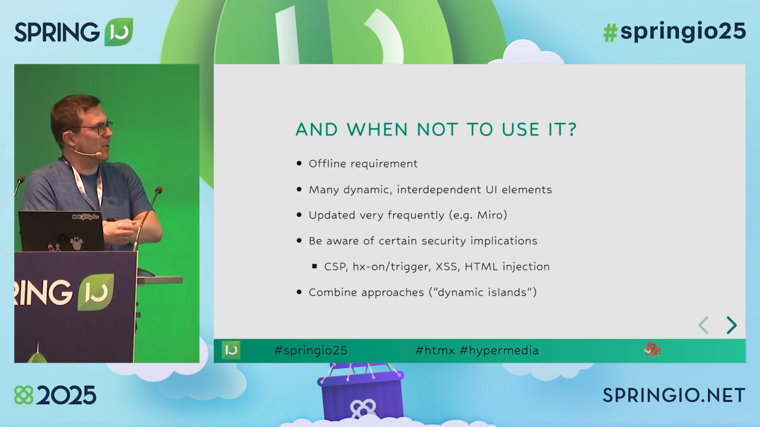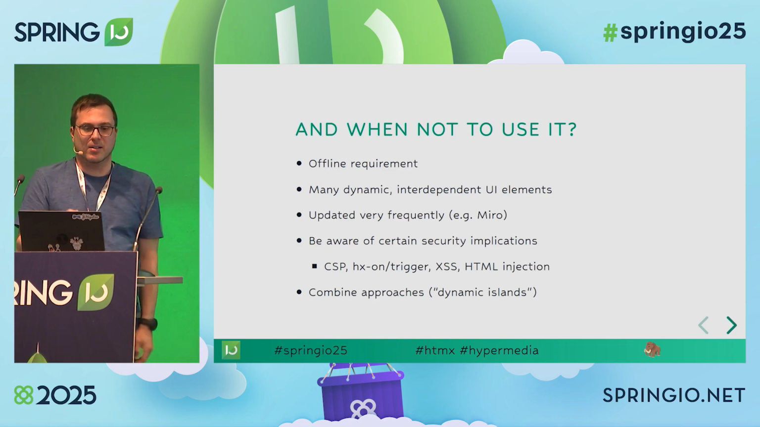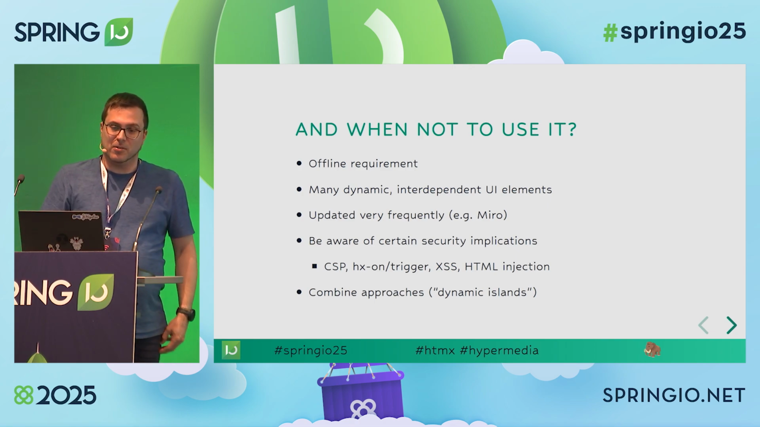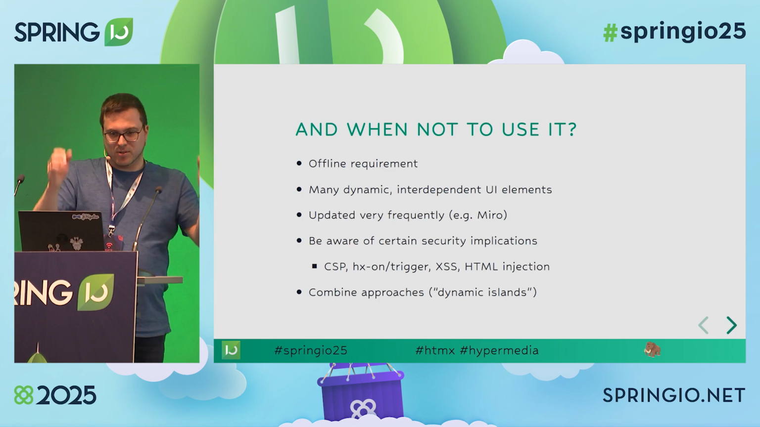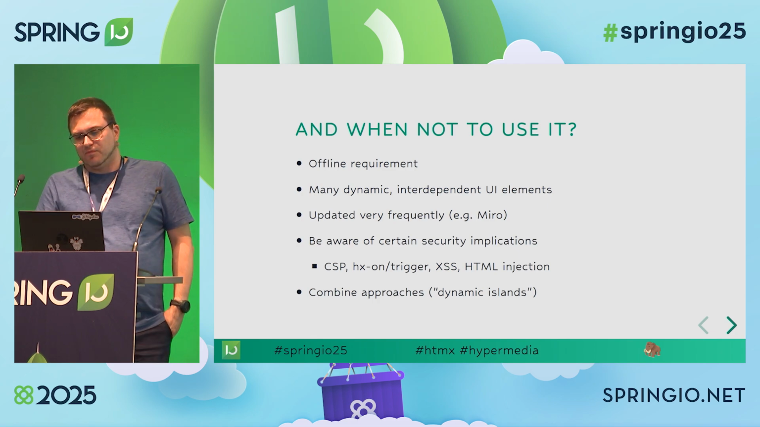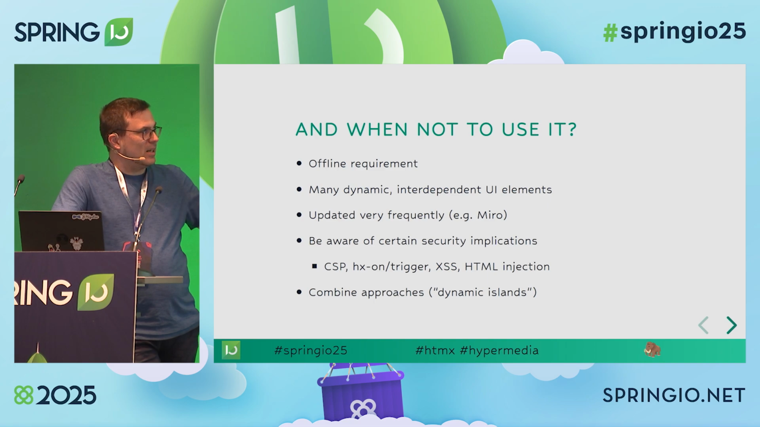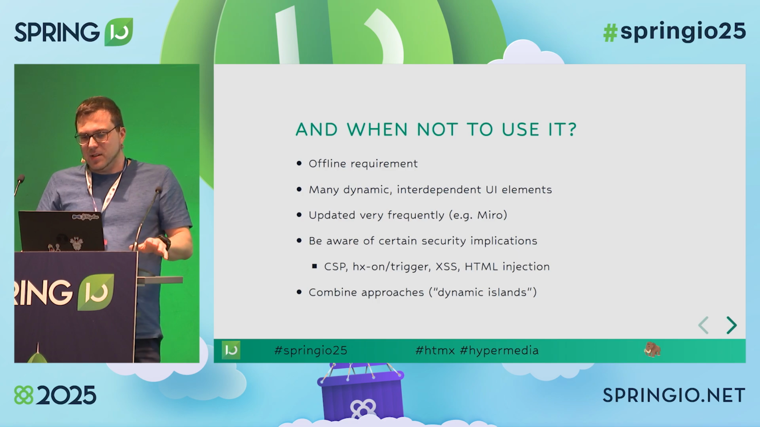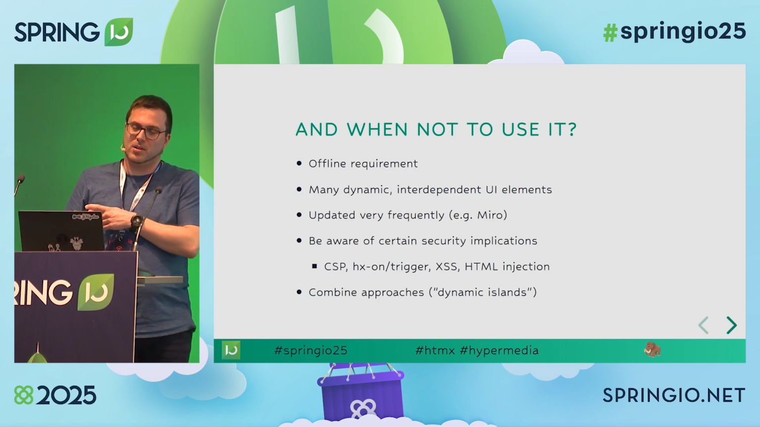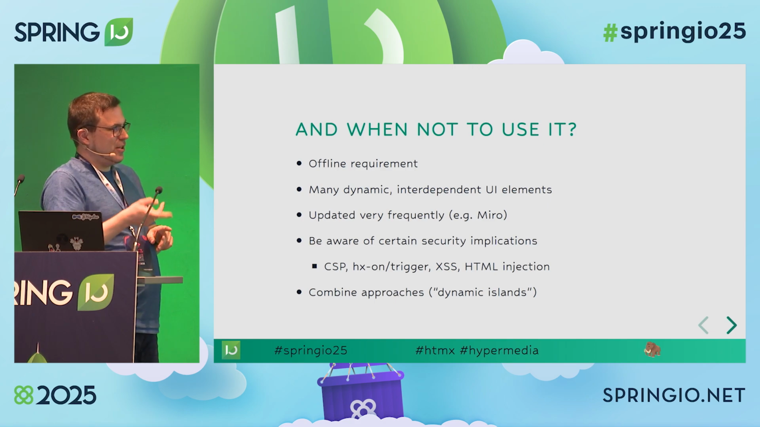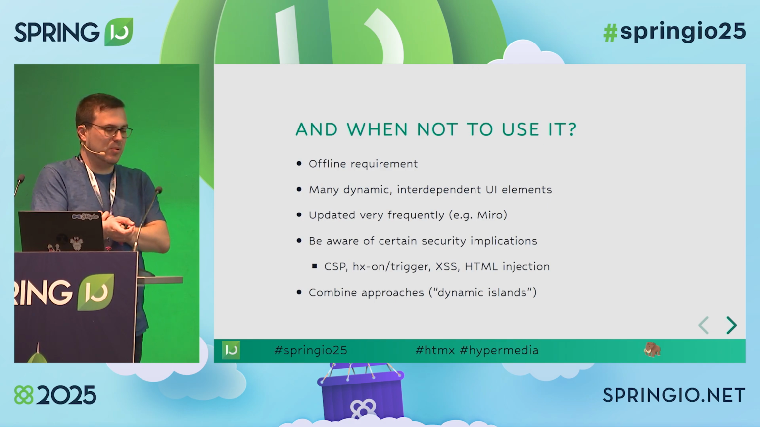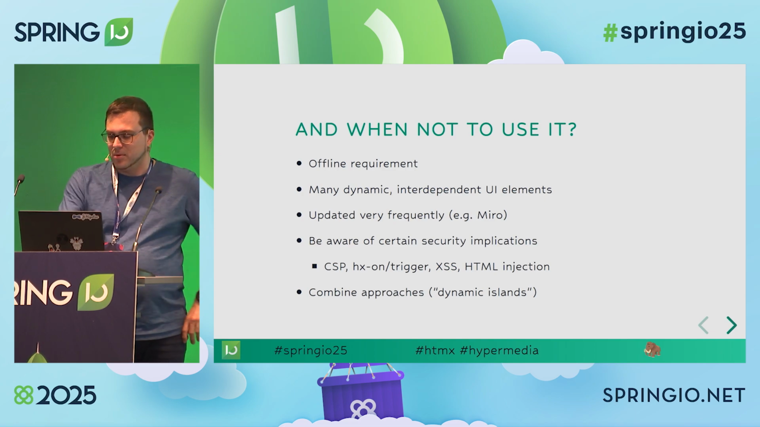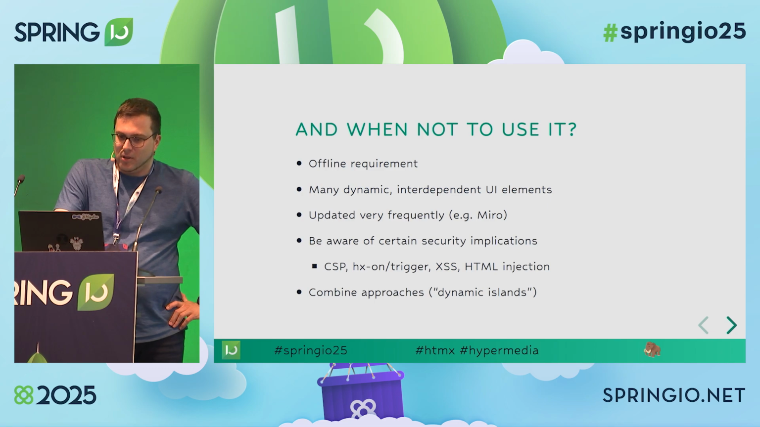So if you have a hard offline requirement, it's not a good idea, because you have to interact with the server. You have many dynamic UI elements, think of Miro or Figma, and they are connected or not connected. That's not a good idea. They are updated frequently, like in Miro, also not a good idea. You have to be aware of certain security implications. You need to loosen your content security policy a bit. With AJAX on or AJAX triggers, you open again the path for XSS attacks. You can inject HTML if you are not careful.